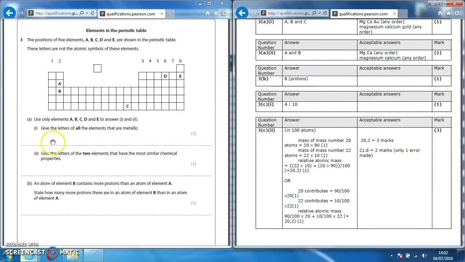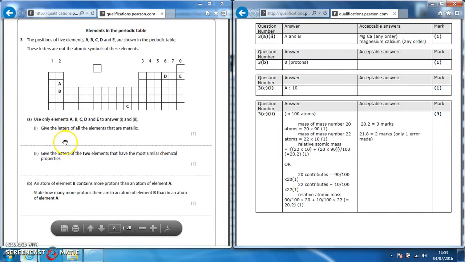Question 3. All the elements that are metallic, the way you know this is there should be a zigzaggy line here, and you've got your non-metals over here, and all these over here are metals. So that's ABC. 2 elements that are most similar, so they'll be in the same group, put there by Mendeleev. So that'll be A and B in the same group. Groups are vertical, periods are horizontal.